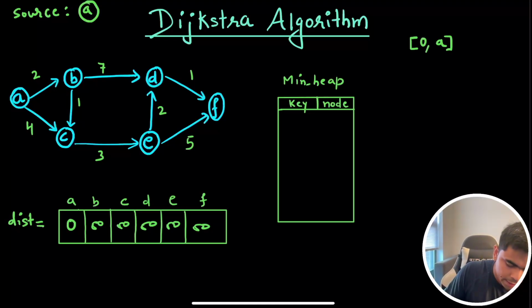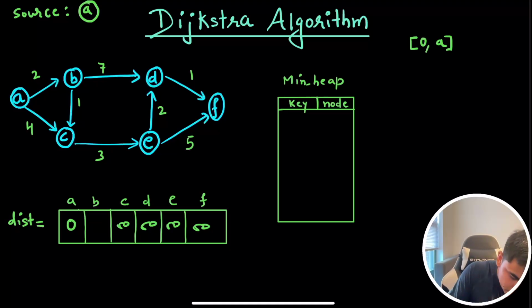The first node I see is B. Let's visit B. Now there is a direct path from A to B, so I will update this infinity with 2, because there is a direct path.